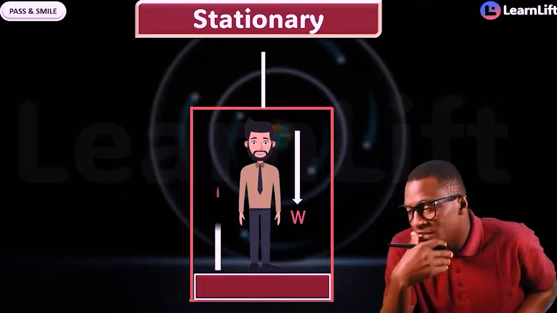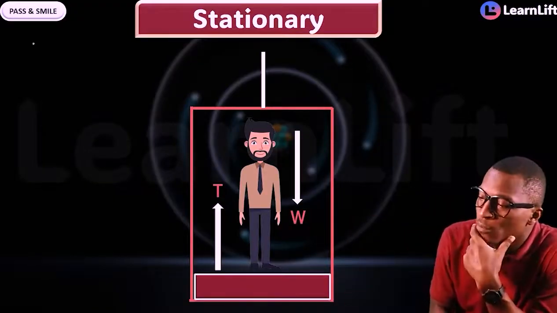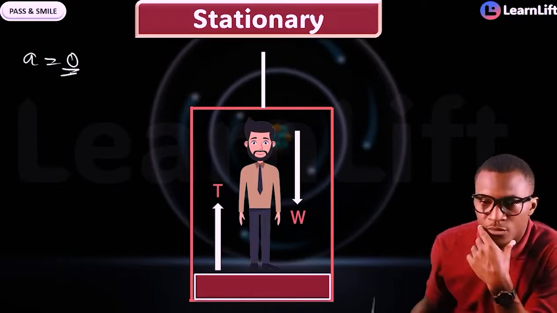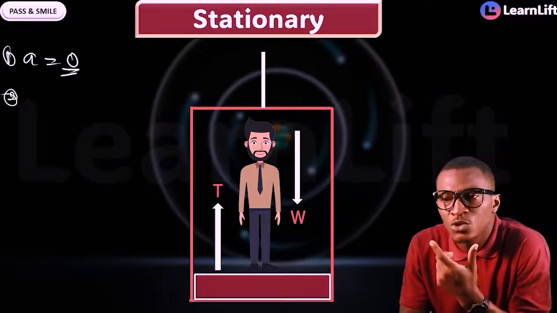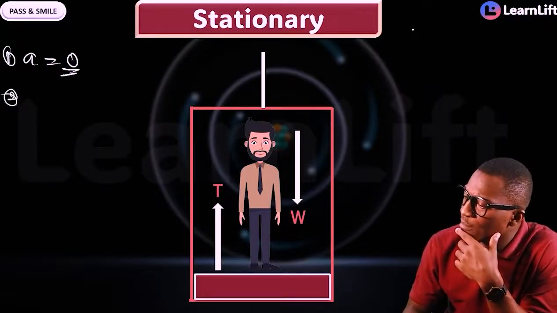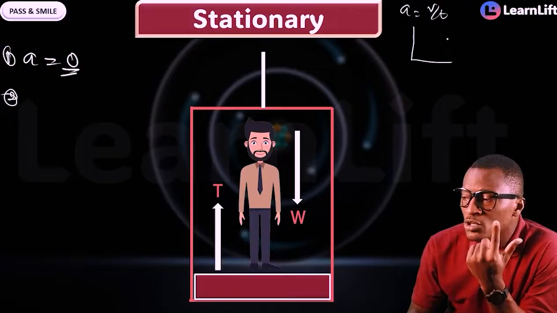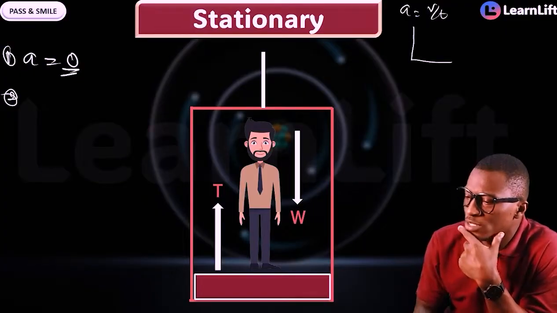This is the weight and this is the tension. Both of them are equal. Now, if it is stationary, the first thing that should come to your mind is that acceleration is equal to 0. And if acceleration is equal to 0, what does that tell you? For acceleration to be 0, we've done a velocity time graph. What's acceleration? Acceleration is velocity over time. If acceleration is equal to 0, it means that your velocity is constant.